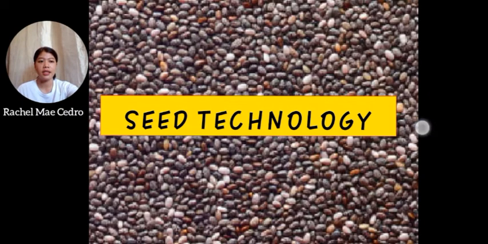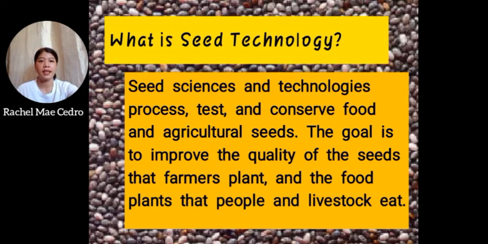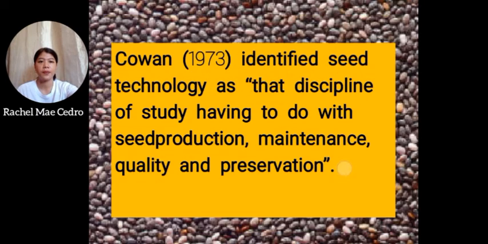So what is seed technology? Seed sciences and technologies process, test, and conserve food and agricultural seeds. The goal is to improve the quality of the seeds that farmers plant and the food plants that people and livestock eat. There are two biologists who identified seed technology.